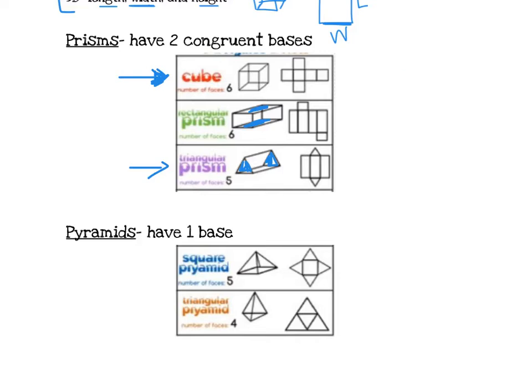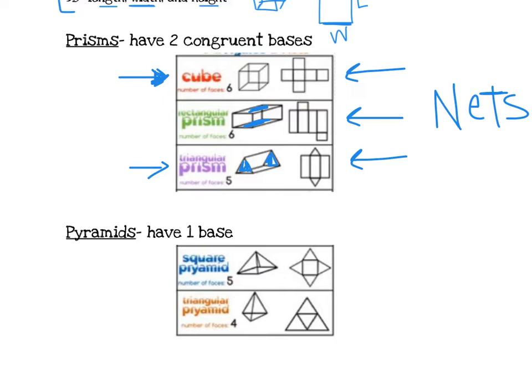Okay, and whenever you do that, you're going to see what we have over here in this second column. We call those nets. So it's when you take a three-dimensional figure and you draw it flat to see it, like, I guess, the two-dimensional version of that. So it's like you're opening it up and laying it out so you can see each face that makes up that solid figure.